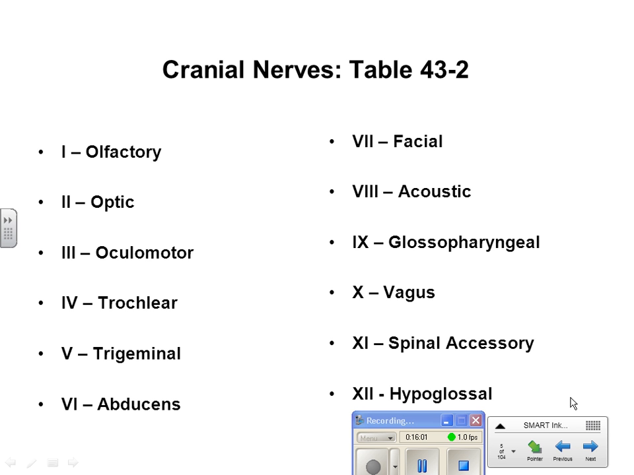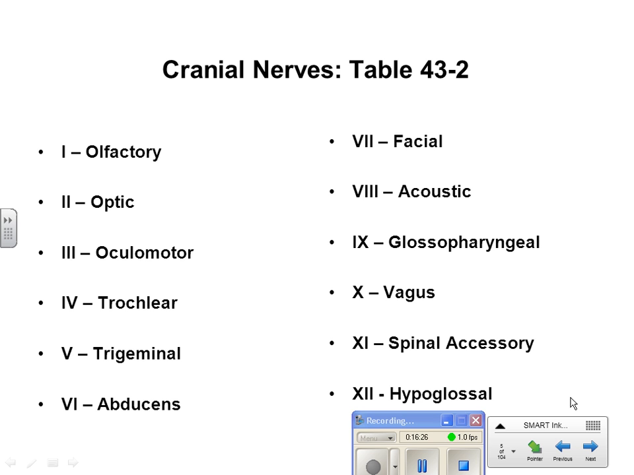How about the trochlear, sensory or motor? It's motor. And what does that involve? Eye movement, looking down and looking in. So when the doctor's doing those eye exams, those neuro checks on you, that's where they can tell whether or not you can literally cross your eyes or if you can look down. So that type of movement.